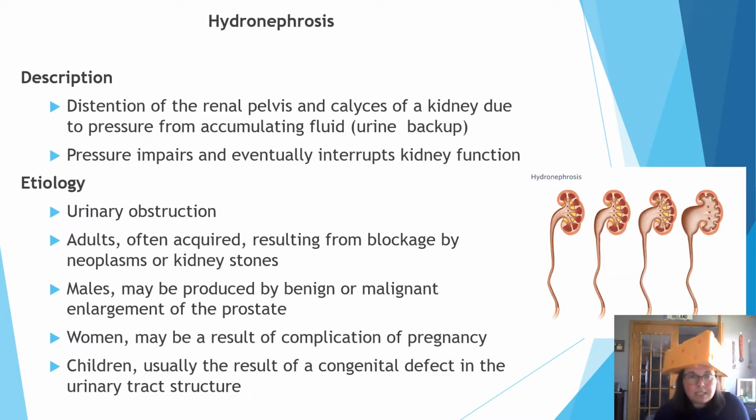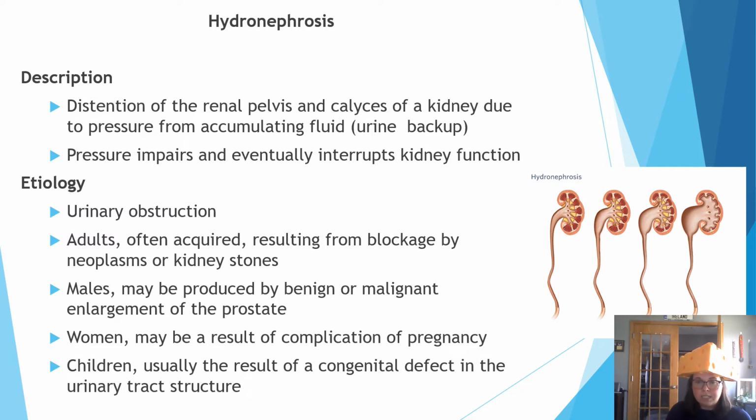All right, next one, hydronephrosis. So you see nephron in the word. Hydronephrosis is the distension of the renal pelvis and calyxes of the kidney due to pressure from accumulating fluid, meaning that the urine backs up into the kidney from the bladder. This pressure impairs and eventually interrupts kidney function. An obstruction could be a definite cause.